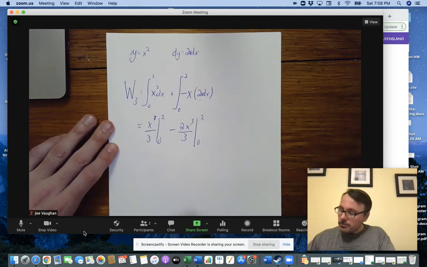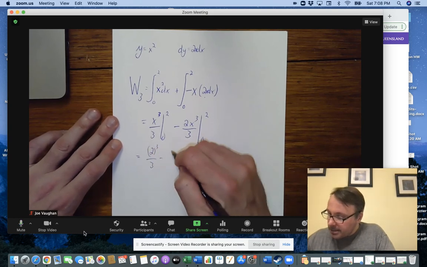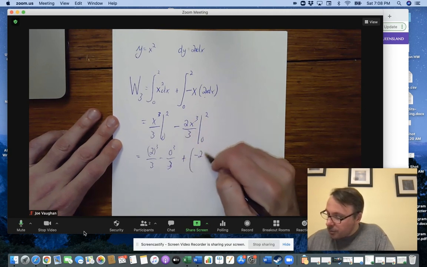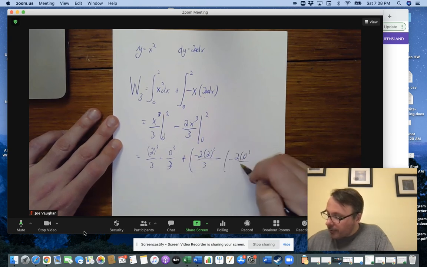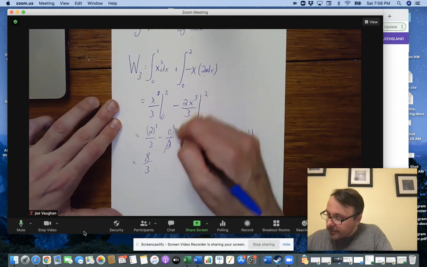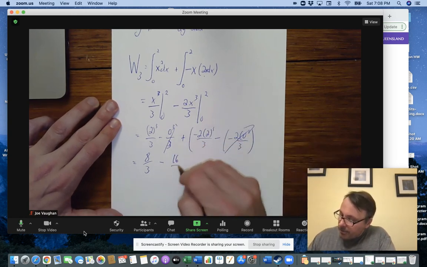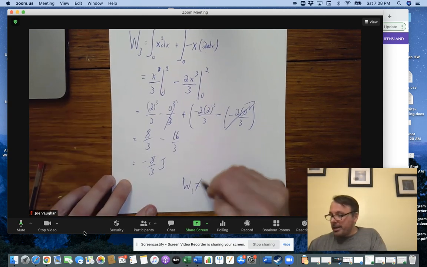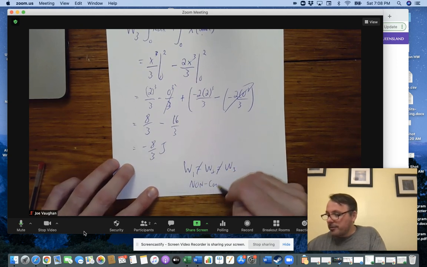There we go. So looking at that, what do I have? I got 2 cubed over 3 minus 0 cubed over 3. And then plus a negative 2 times 2 cubed over 3 minus a minus 2, 0 cubed over 3. What we have there? We have 8/3 is that one. That goes to 0, that goes to 0, minus 16/3 or negative 8/3 joules. And once again, I'm getting that work 1 is not equal to work 2, is not equal to work 3, and therefore this force is non-conservative.